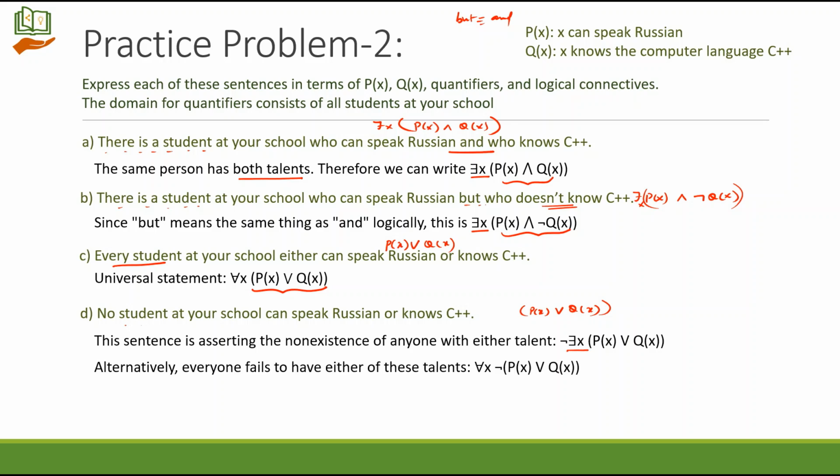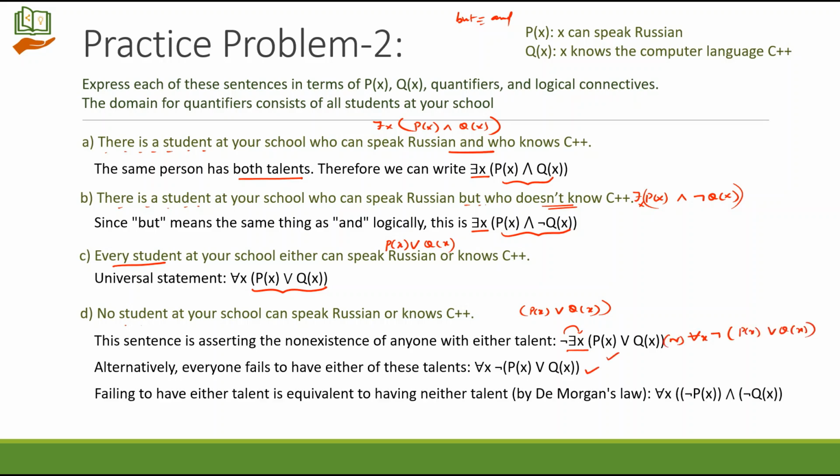Alternatively, everyone fails to have either of these talent can be applied. So this negation can be applied inside. When it is applied, this becomes for all x, and when this negation is taken this way, we can negate the complete expression without taking it inside. Failing to have either talent is equivalent to having neither talent.